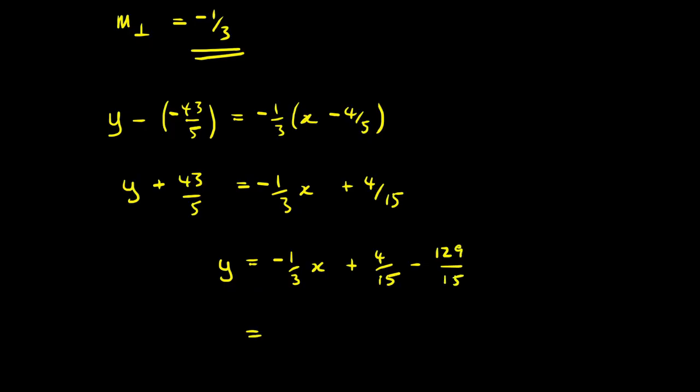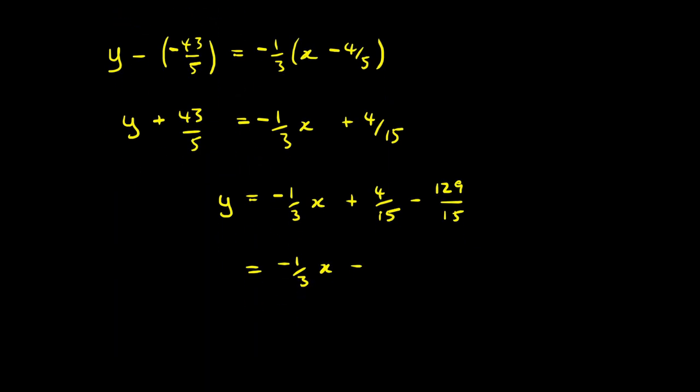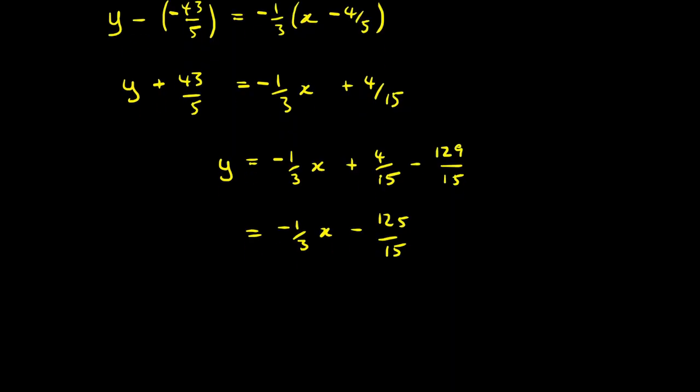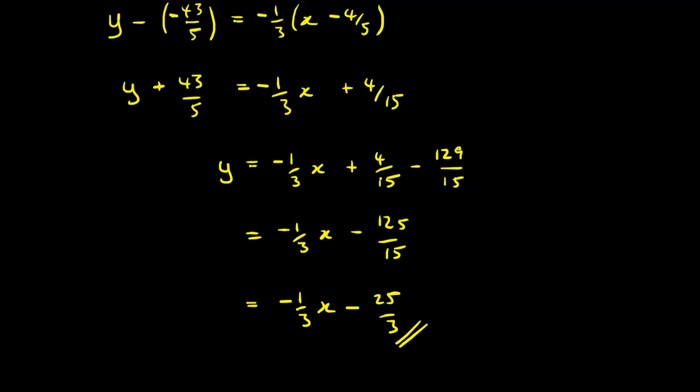And so therefore, if we just simplify that, we get -1/3 x minus 125, since -129 plus 4 is -125 upon 15. I think we should also be able to divide that through by 5, not 3, to give 25 upon 3. So that's going to be the equation of our perpendicular bisector.